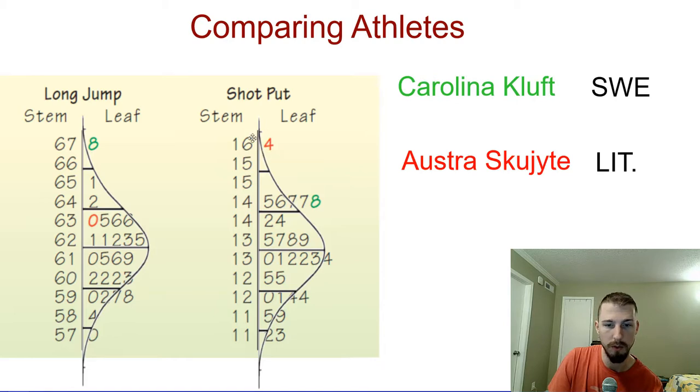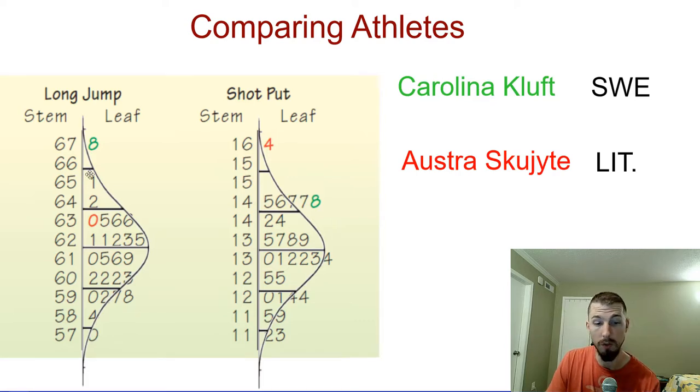Anyway, same thing over here on the shot put, but now the roles are reversed. Now Austra was much more impressive. There's a lot of space between her shot put and anyone else's. She threw that thing really, really far. But Carolina was the second best one. So the question is, who had the most impressive overall score between these two? In the long jump, Carolina was the best, and Austra was more than middle of the pack. And in the shot put, hers was way out there by itself. No one else was close.